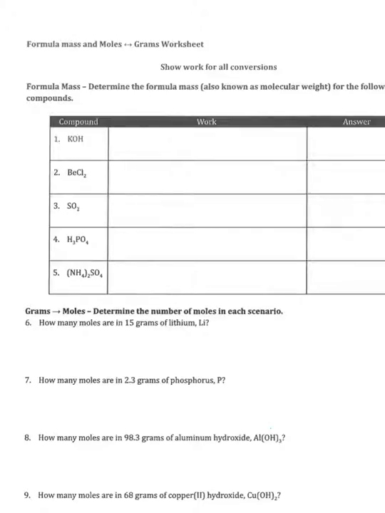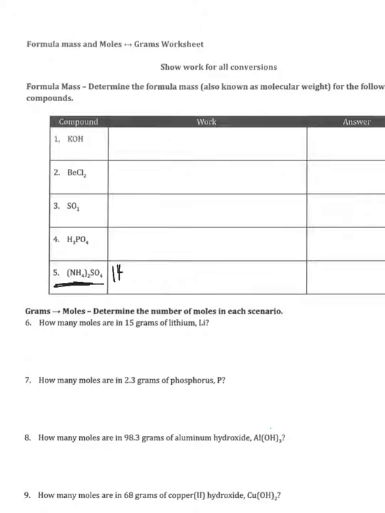I'm going to do number 5 for the formula mass, or what we call the molar mass also, because I want to make sure that you understand how to distribute anything outside of parentheses. So we have our (NH4)2SO4 here. There's a couple of ways that you could do it, and you could add up what's within the parentheses. So in this case you'd have nitrogen, which if you look on the periodic table is 14.